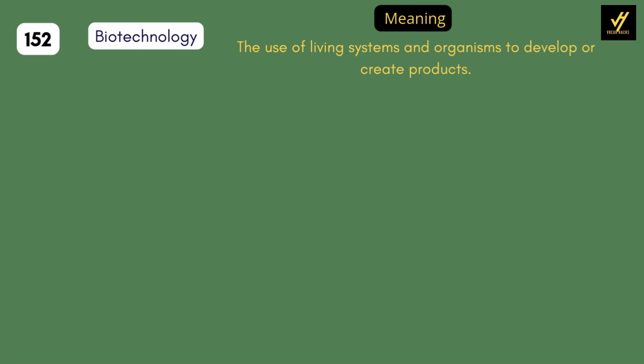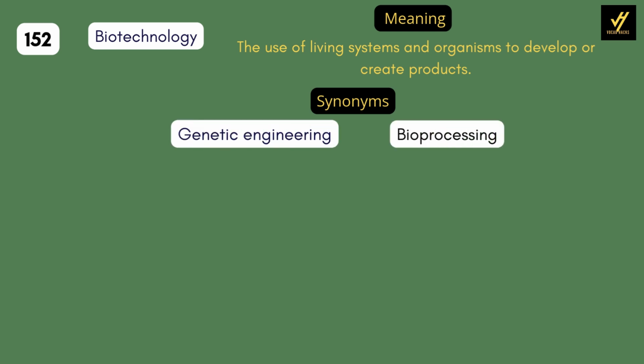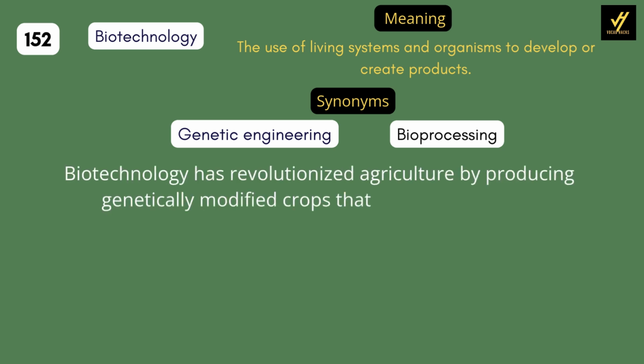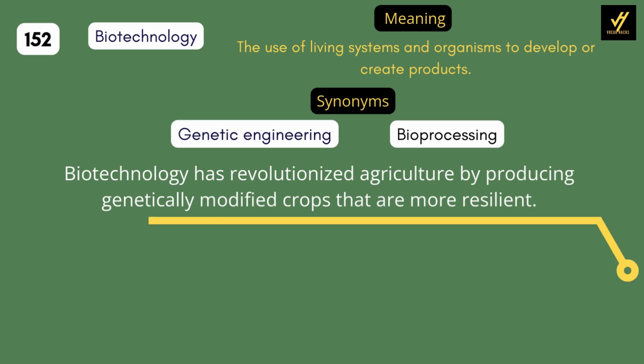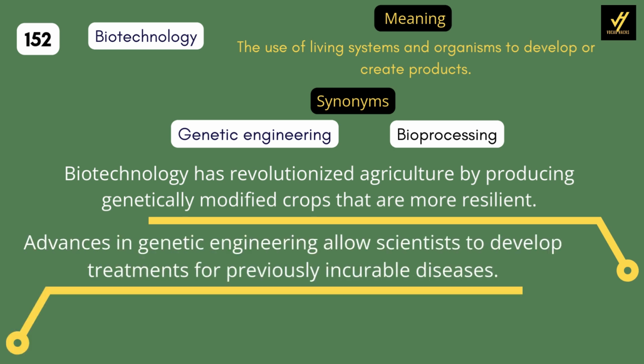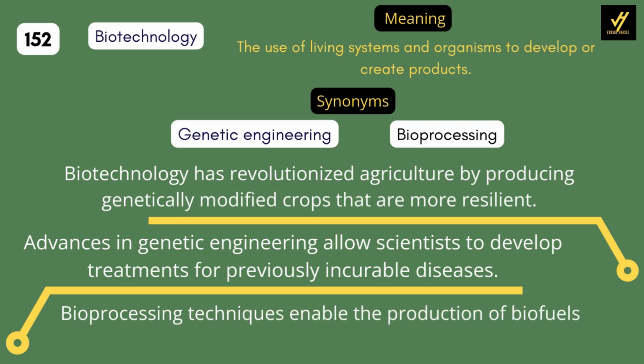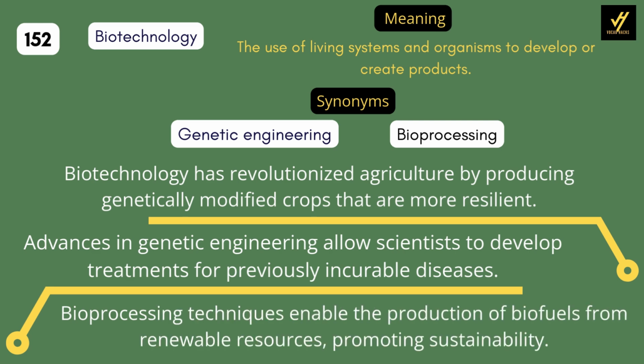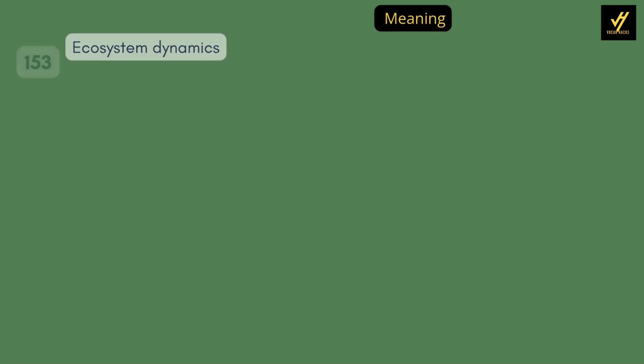Biotechnology, the use of living systems and organisms to develop or create products. Genetic engineering, bioprocessing. Biotechnology has revolutionized agriculture by producing genetically modified crops that are more resilient. Advances in genetic engineering allow scientists to develop treatments for previously incurable diseases. Bioprocessing techniques enable the production of biofuels from renewable resources, promoting sustainability.